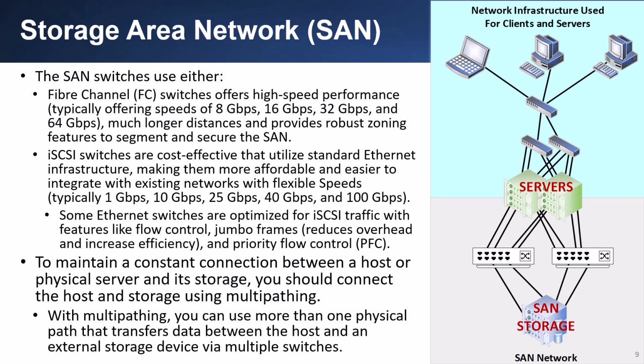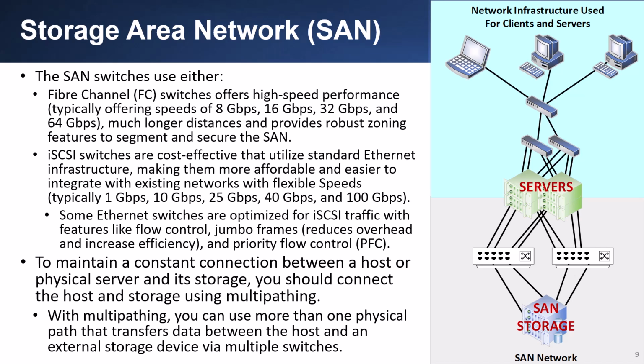The SAN switches use one of the following. Fibre Channel, or FC, switches offer high-speed performance, typically speeds of 8 gigabits per second, 16 gigabits per second, 32 gigabits per second, and 64 gigabits per second, with much longer distances, and provide robust zoning features to segment and secure the SAN. iSCSI switches are cost-effective and utilize standard Ethernet infrastructure, making them more affordable and easier to integrate with existing networks, with flexible speeds, typically 1 gigabit per second, 10 gigabits per second, 25 gigabits per second, 40 gigabits per second, and 100 gigabits per second.